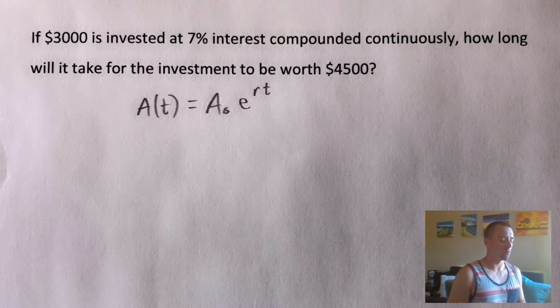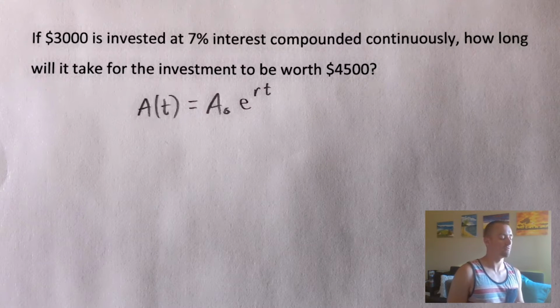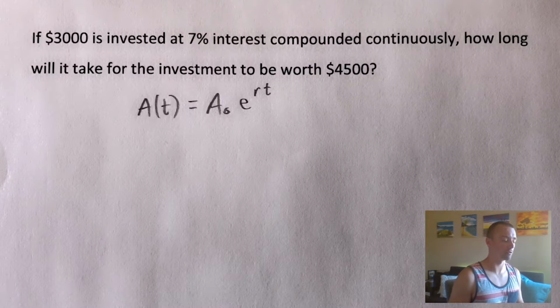Today I'm going to be showing you how to solve for time in the continuously compounded interest formula. So let's just jump right into it. So here's the problem we're going to be going over today. If $3,000 is invested at 7% interest compounded continuously, how long will it take for the investment to be worth $4,500?